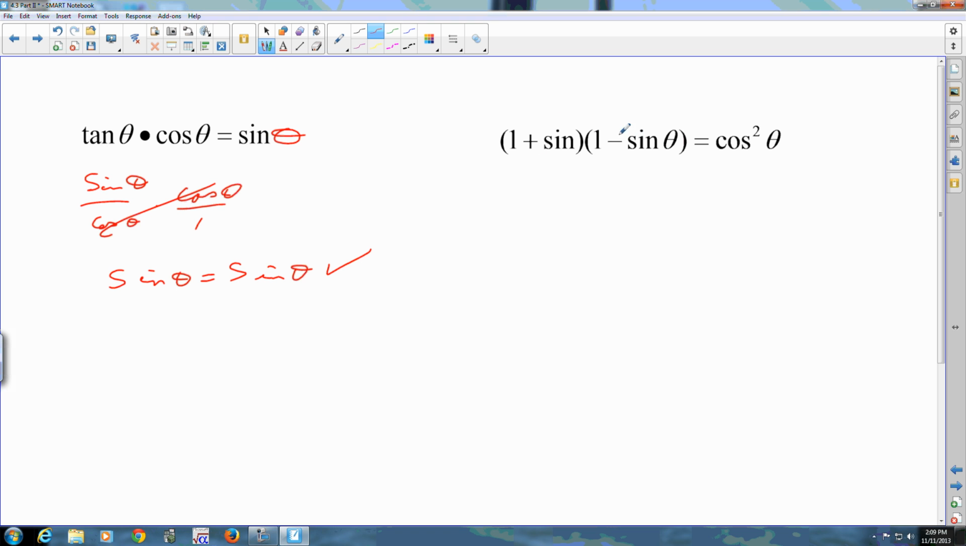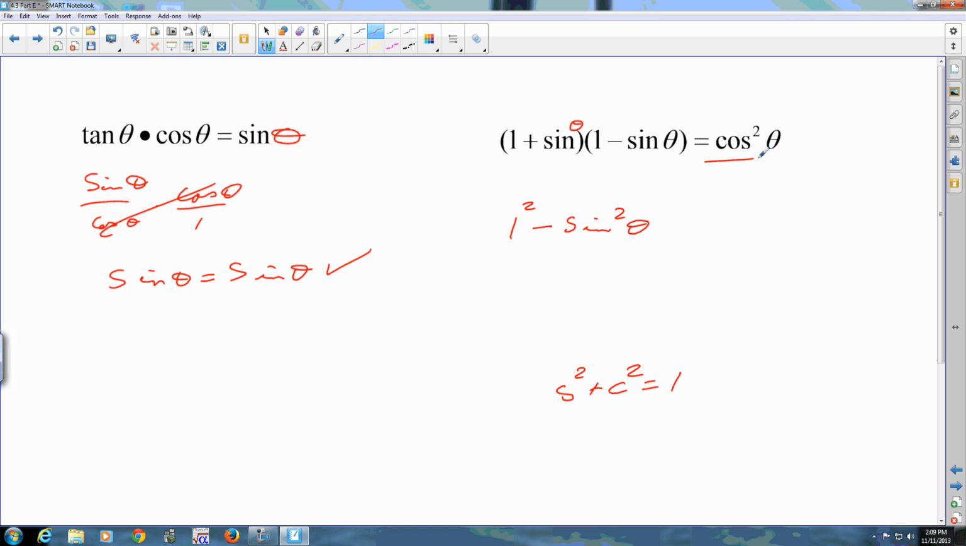Foil it. It's begging you. Oops, looks like I forgot the theta again there too. Ay, caramba. So that's a difference of squares pattern. I'm really hoping you guys remember those. Difference of squares pattern. So it's 1 squared minus sine squared theta. The Pythagorean identity was sine squared plus cosine squared equals 1.